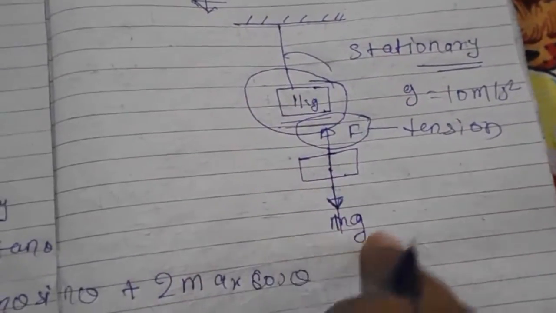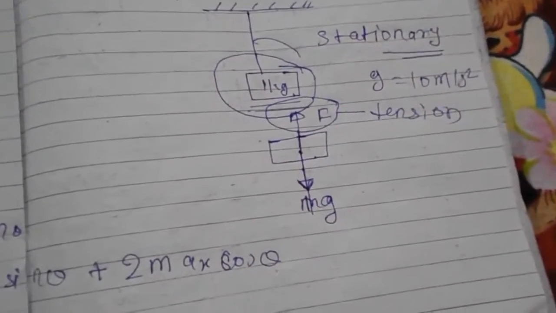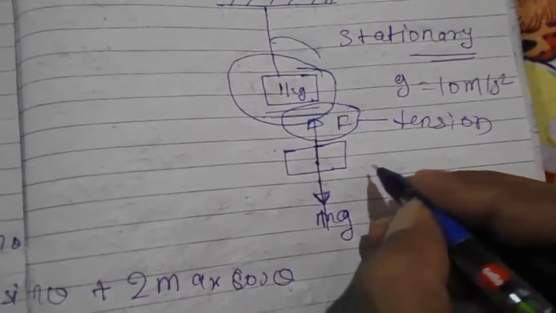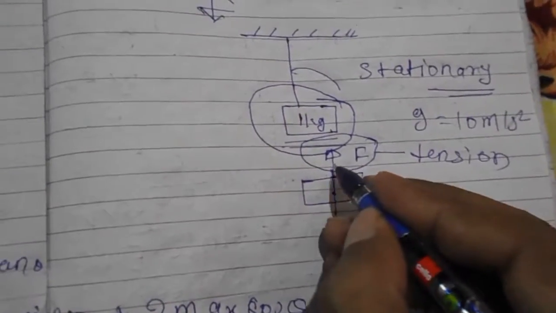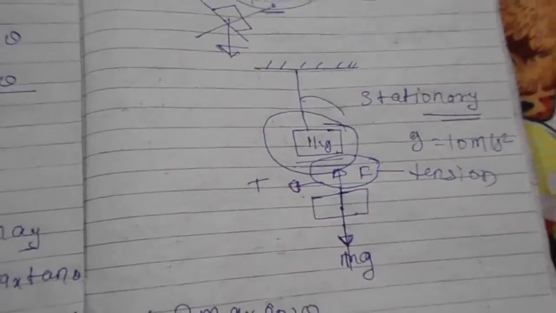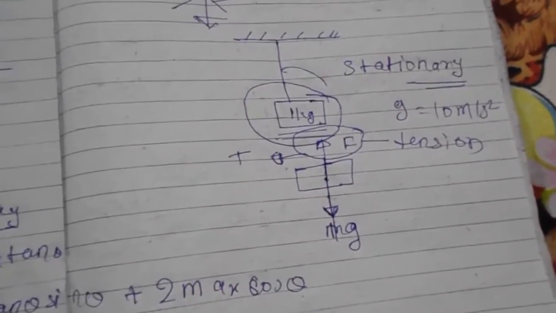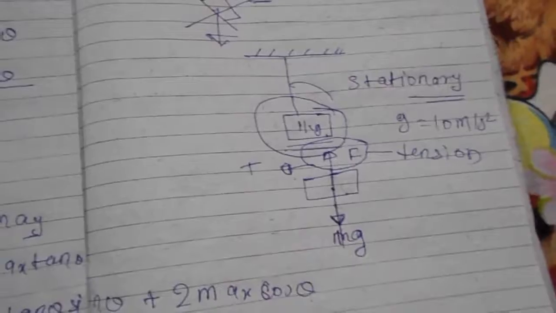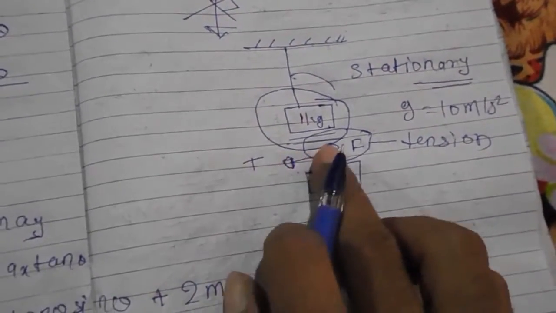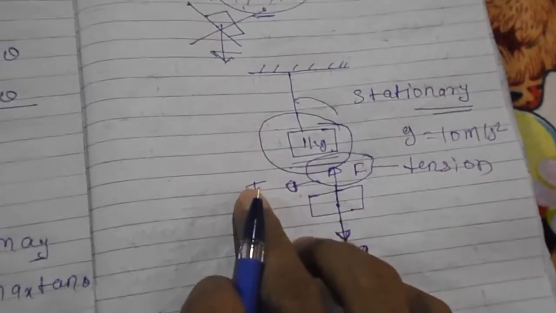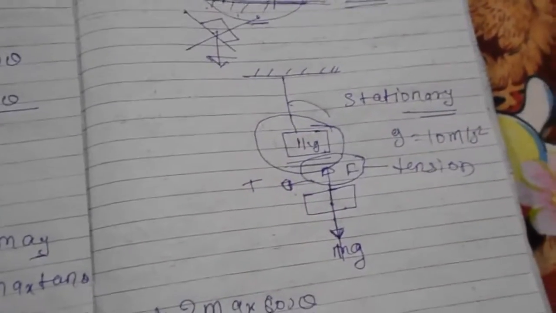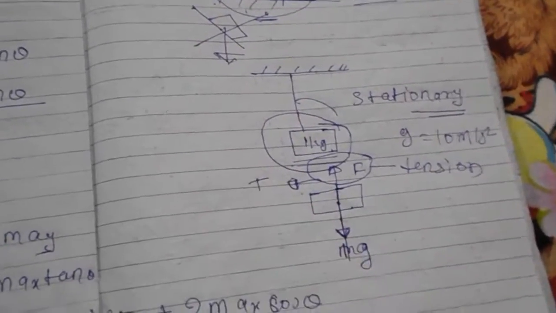What is this? This is the F, this is the mg. So let me write down. This is tension, so from onward I will write it T. I will not write it F, because we Newton's law people love writing tension. We represent it with T and call it tension, with love. So this is T.